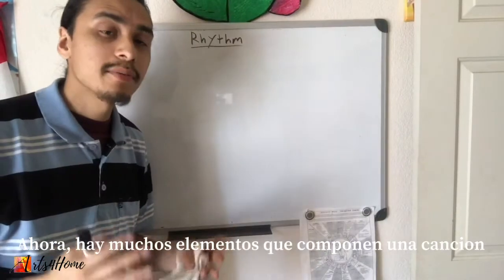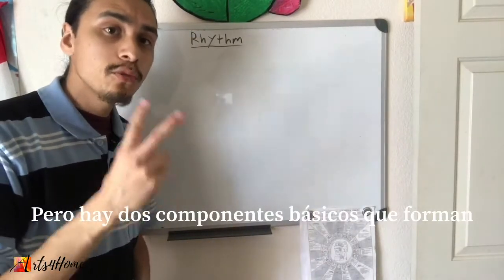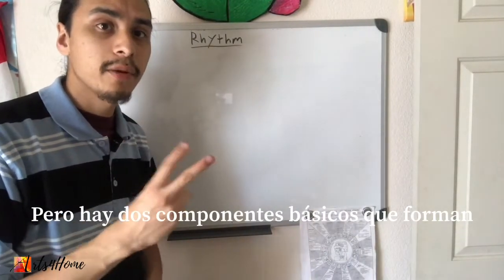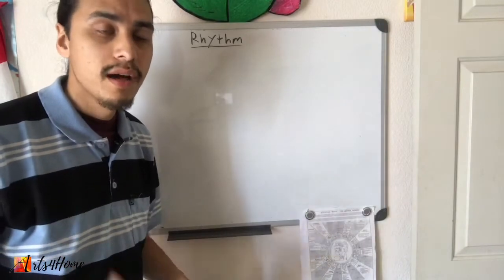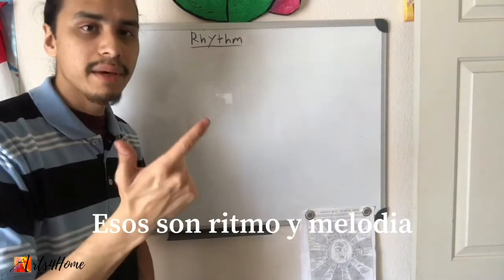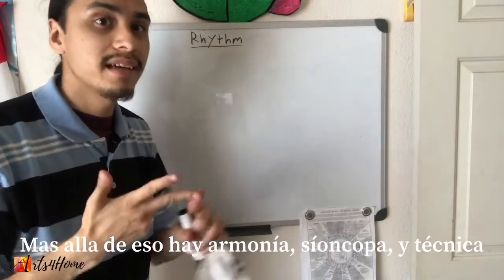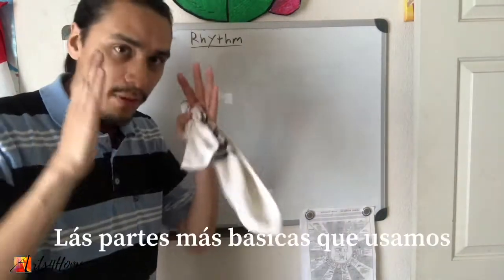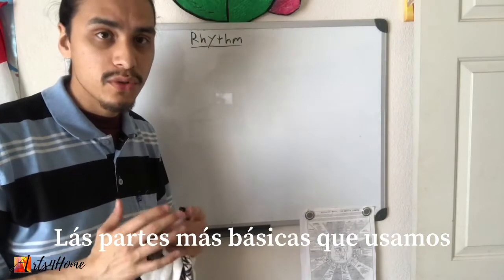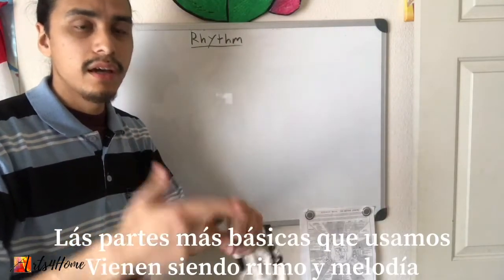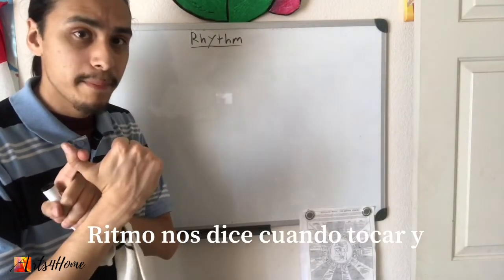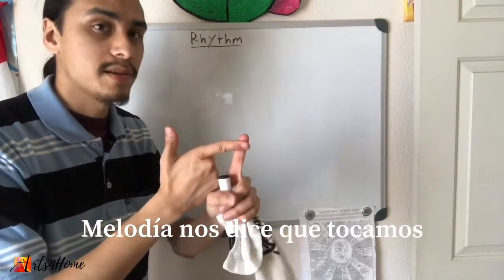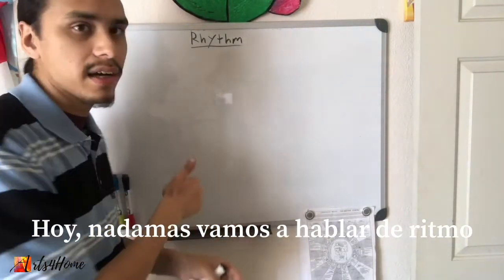Now there's a lot of elements that make up a song, but there's two basic building blocks that make up all of the music that we listen to, and those are rhythm and melody. Beyond that, there's harmony and syncopation and technique, but we don't need to talk about all that. The most basic building blocks that we use are rhythm and melody. Rhythm tells us when to play and melody tells us what to play. Now today we're just going to talk about rhythm.